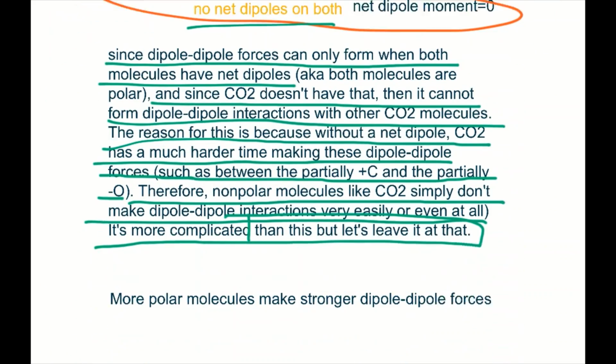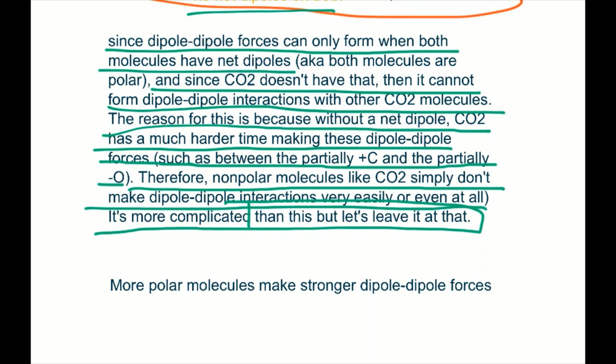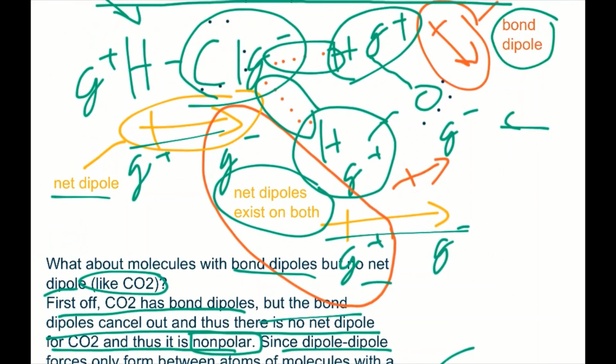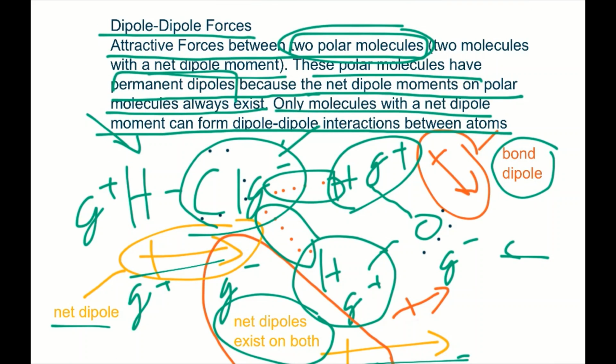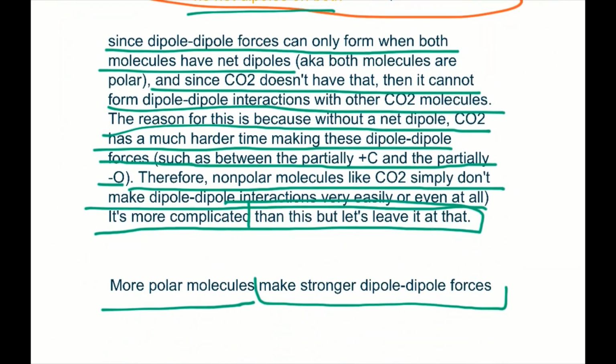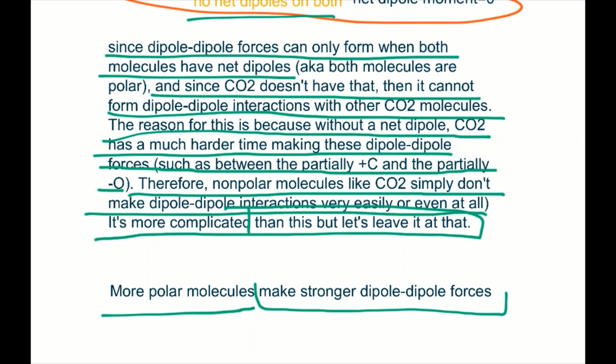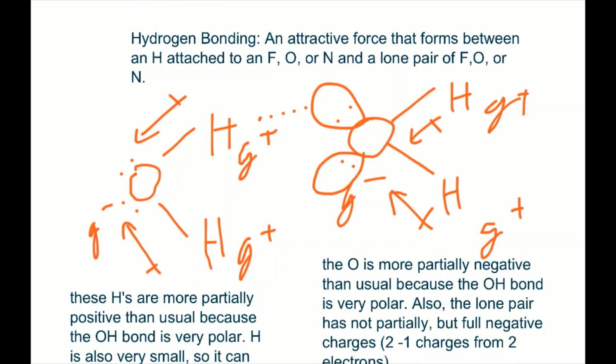So just remember that. And how do you make these dipole-dipole forces stronger? Well, the more polar the molecules are, the stronger the dipole-dipole forces. And this is because stronger polarity, which means maybe this is more partially negative than normal because maybe it's more electronegative, then a higher partial charge means stronger forces, since at the beginning, if you remember, Coulomb's law stated that the larger the magnitude of the charge, the stronger the attraction. So let's move on to the next intermolecular force.